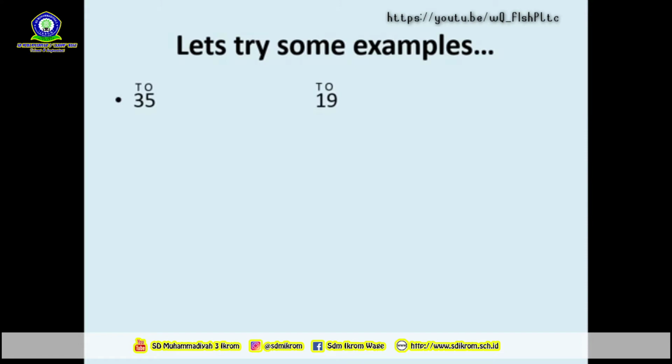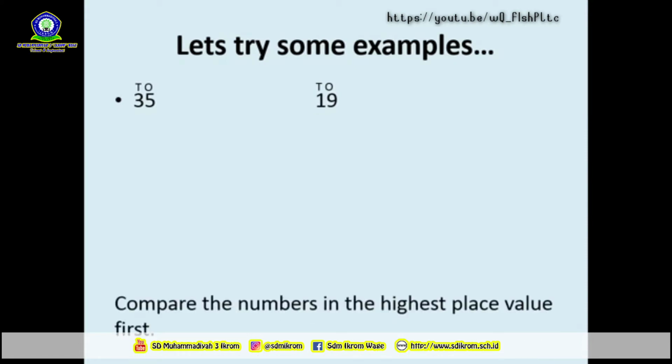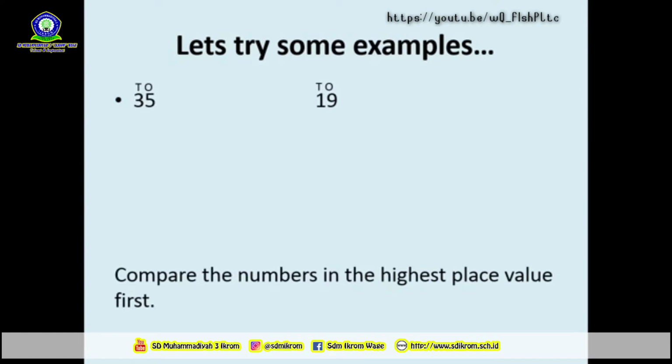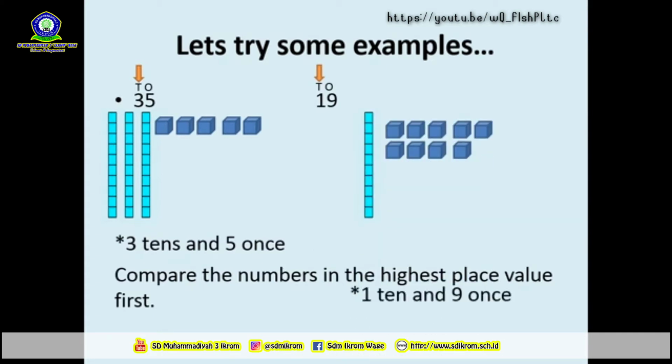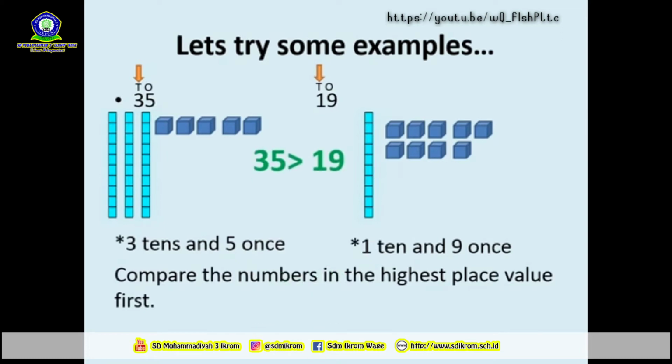Let's try some more examples. 35 compared to 19. The first step is to look at the highest place value. 35 has 3 tens and 5 ones. 19 has 1 ten and 9 ones. I can say that 35 is bigger than 19. I can see it on the base 10 blocks. This is why I can say 35 is greater than 19. Allie the alligator will eat number 35.